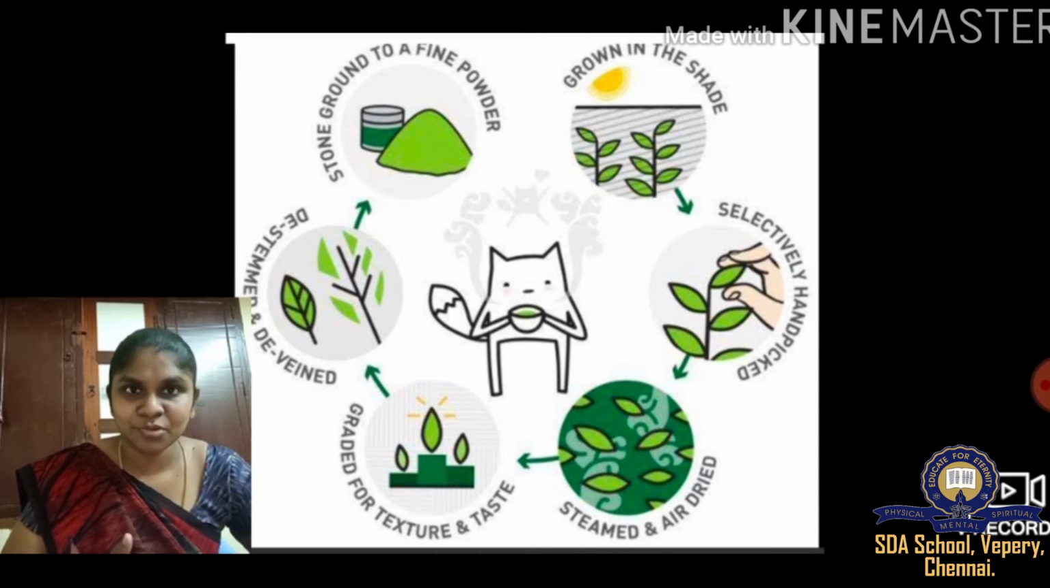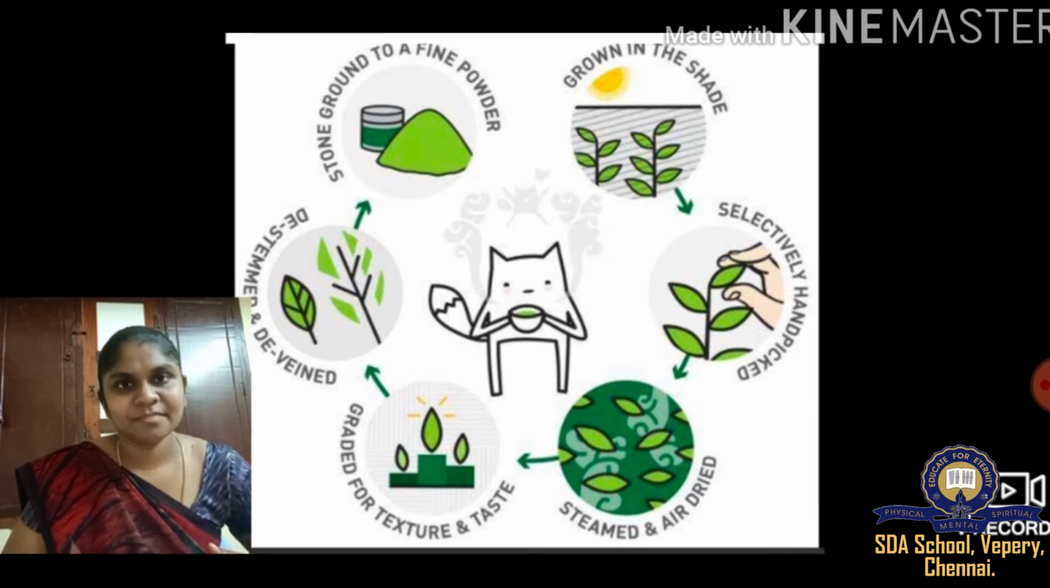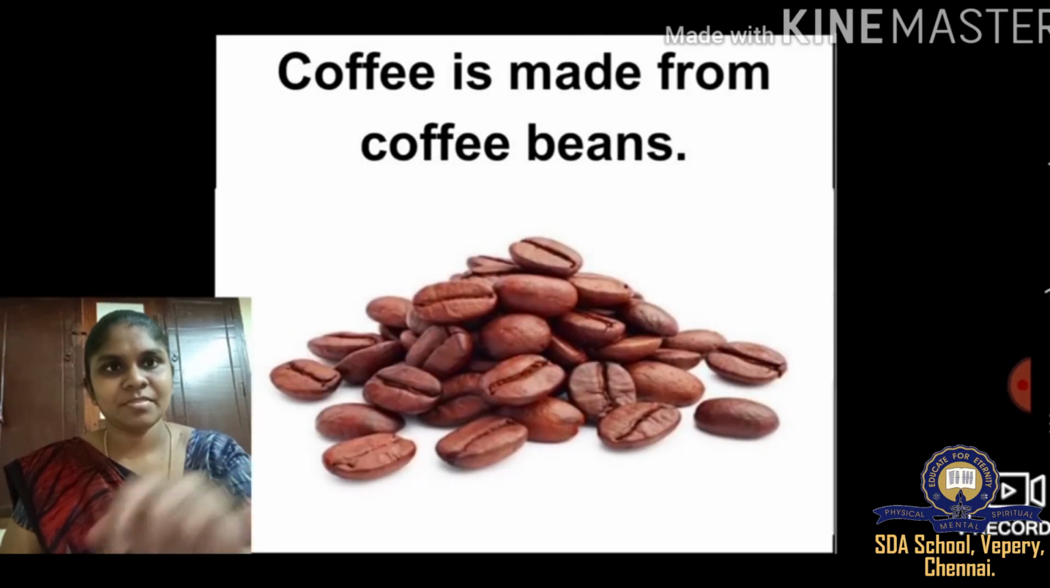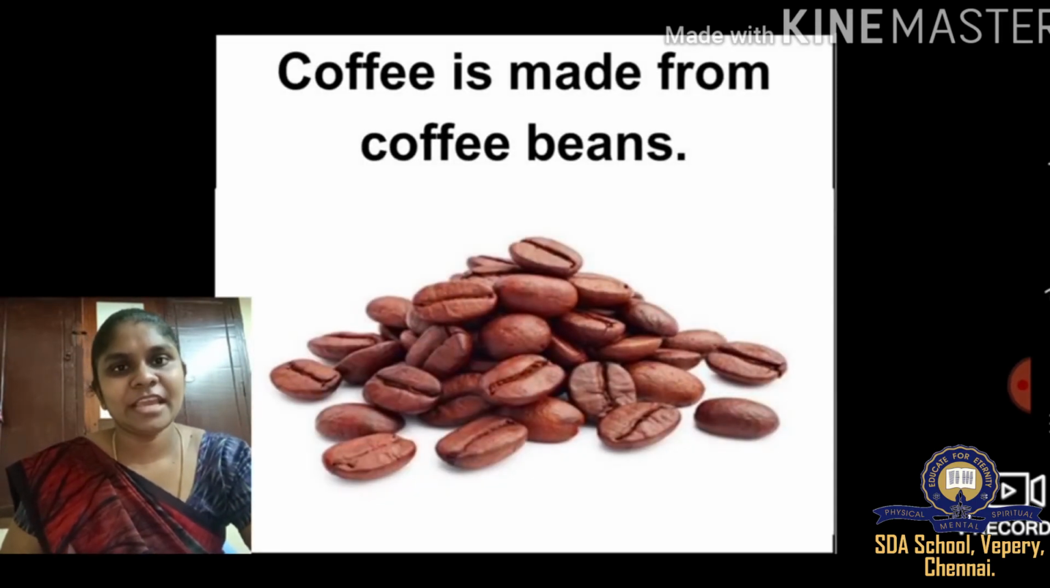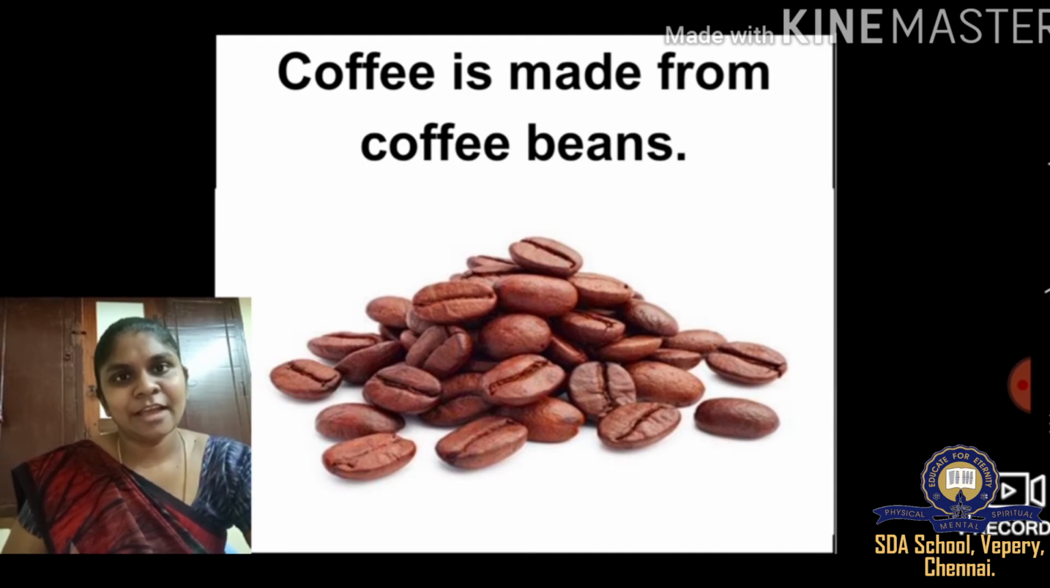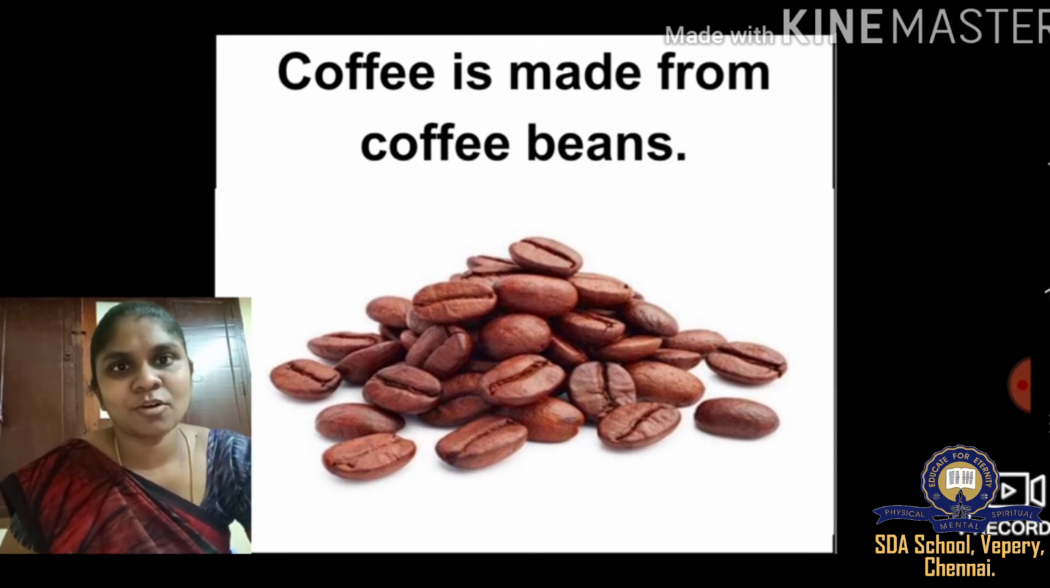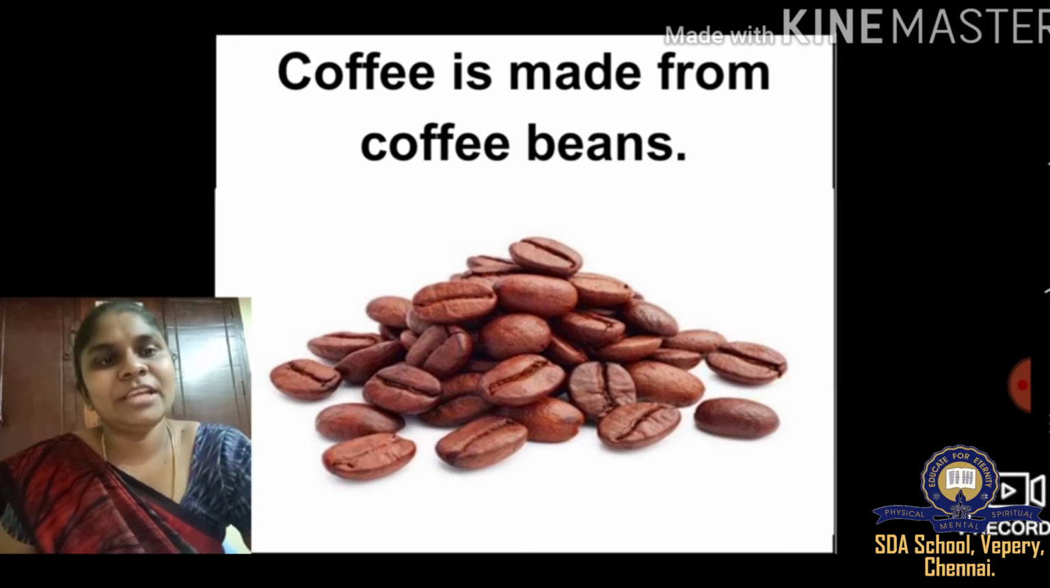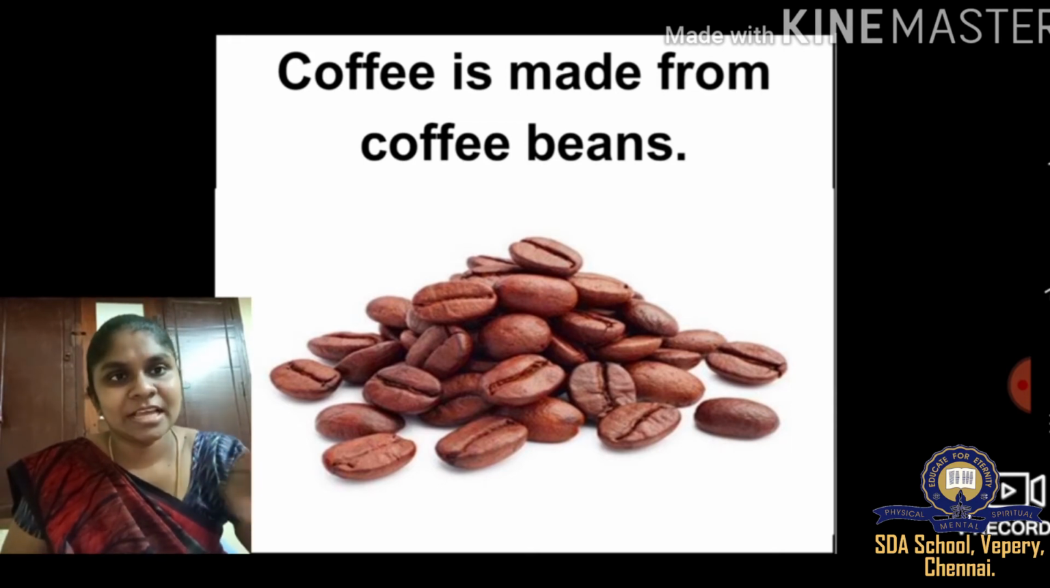Then it is powdered and then it comes to our hand. This is how we are getting tea powder. Okay, children. Next, look at this. Coffee is made from coffee beans. Have you ever seen these coffee beans? No. Okay. Coffee is made from coffee beans.